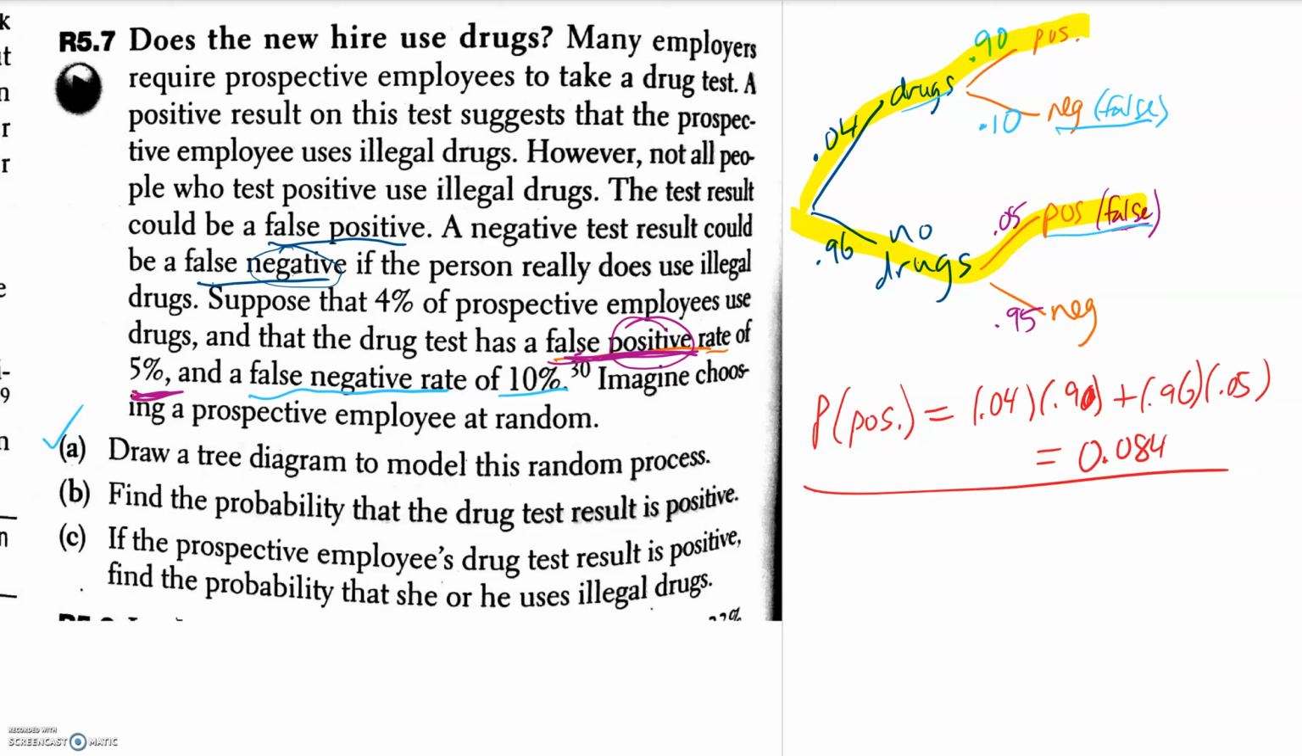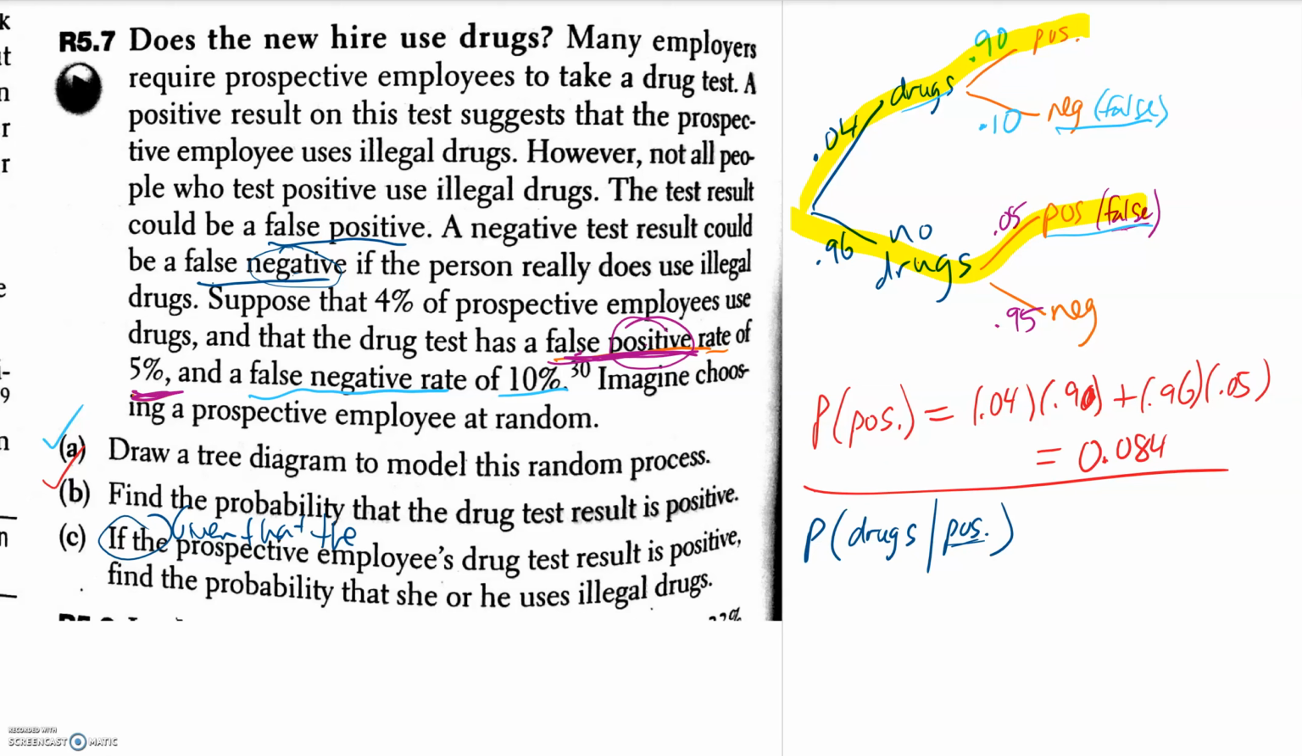All right, so moving on to part C. So next up, given that the prospective employee's drug test result is positive, find the probability that she or he uses illegal drugs. And we'll just say drugs for short.